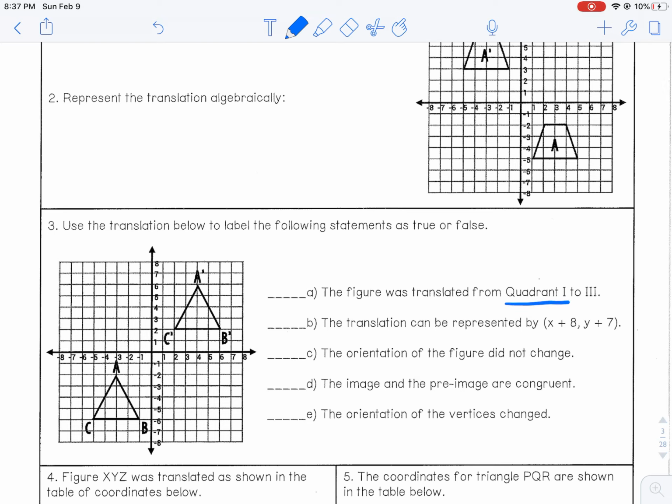I do again want to let you know what's going on when it's talking about quadrants 1, 2, 3, and 4. Remember, if you need to label those, this is quadrant 1, this is quadrant 2, quadrant 3, and quadrant 4. I know you had that in a previous year, but sometimes it helps to be reminded of it.